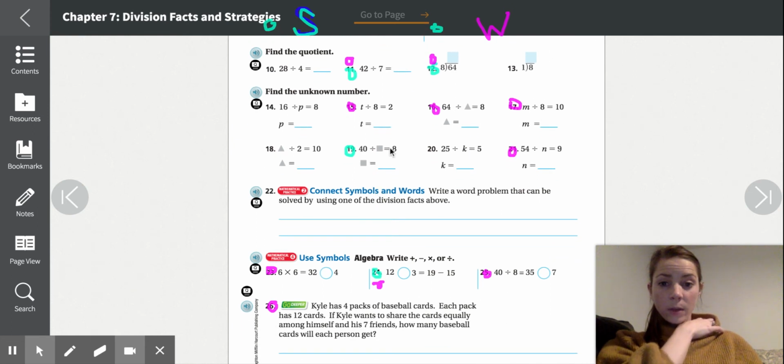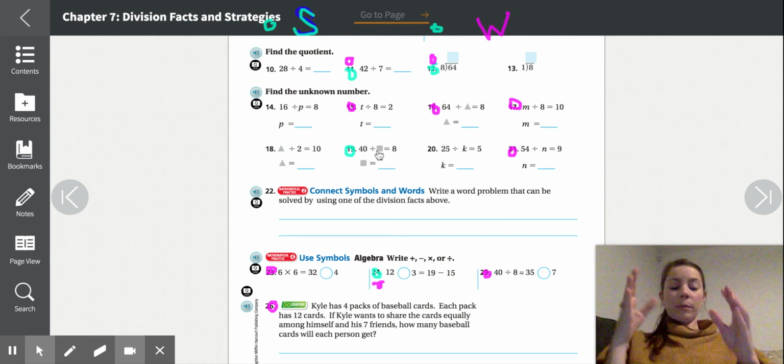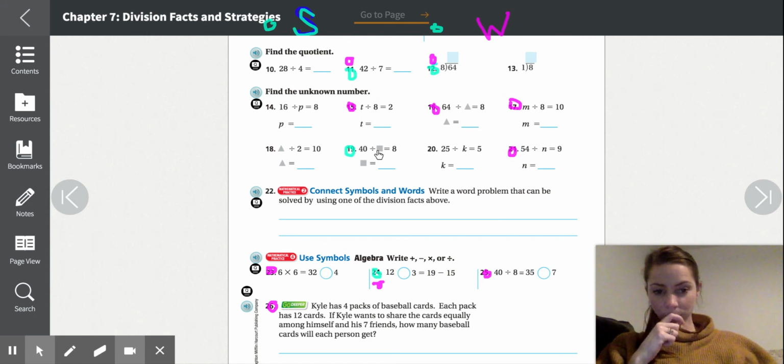So I'm just going to review a strategy for this set here, because you're going to do 19, where you're finding a missing part that's in the middle of the equation instead of the end. So let's do number 14 together. It's kind of like number 19. So if 16 divided by p equals 8, and we're supposed to find out what this mystery number is in the middle where p is.